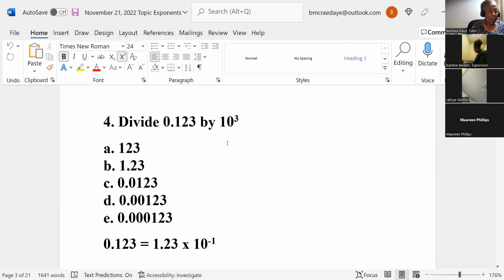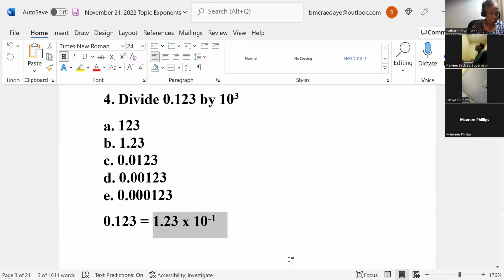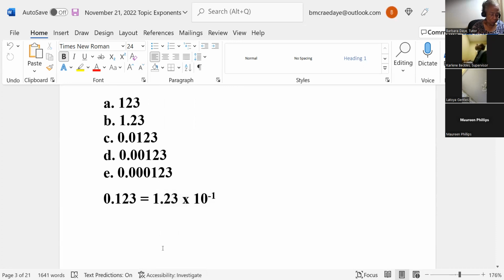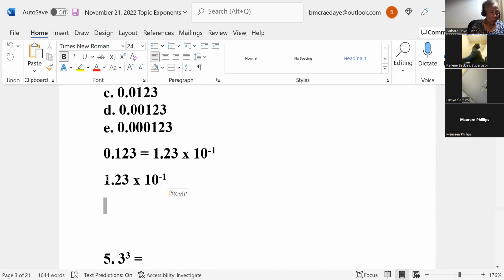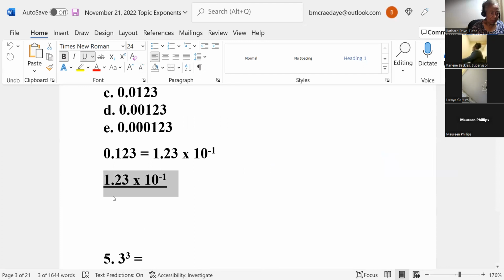Okay, so take this number. Is this the way you did yours, Maureen? And you divide that by 10 to the third. So let's just underline. 10 to the third is 1 times 10 to the third, right? So let's put the exponent, and you subtract the exponents. So what would this be equal to, Maureen?